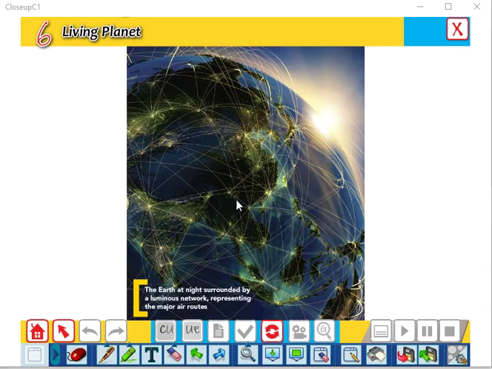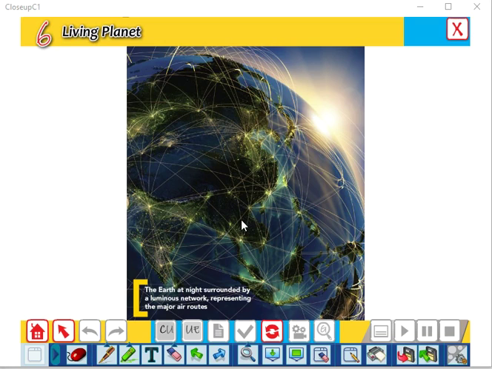Notice the title of the unit and try to guess what it might mean. What does it mean by living planet? A living planet is a planet that supports and maintains life, like our planet Earth. How does the Earth support and maintain life? Earth supplies plants and animals with food, water, heat, and shelter.